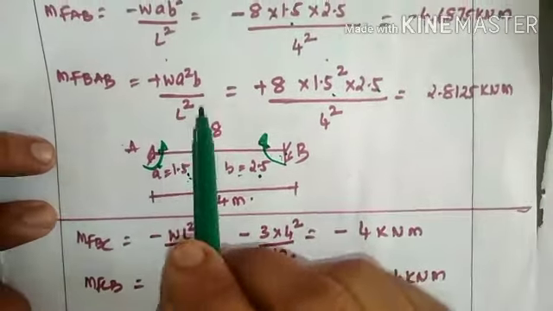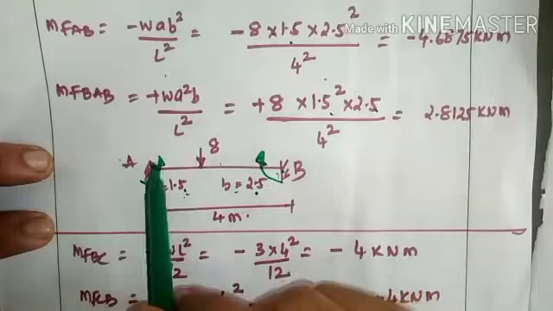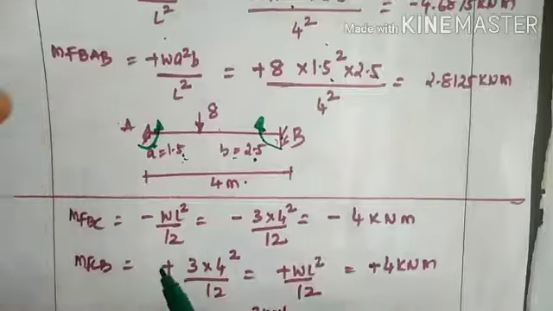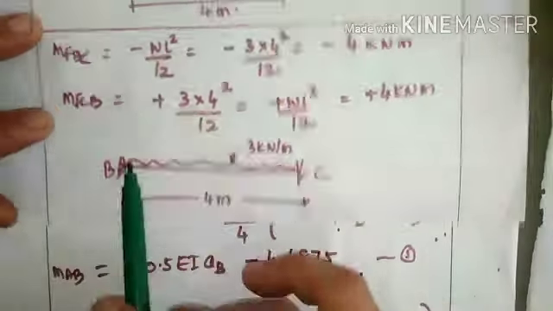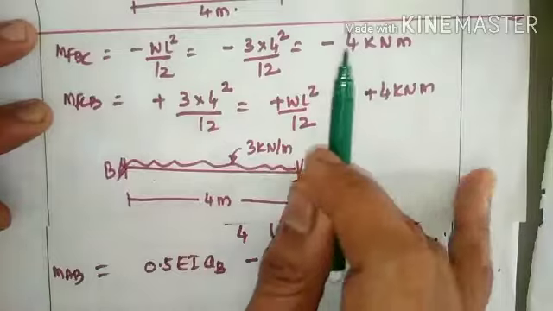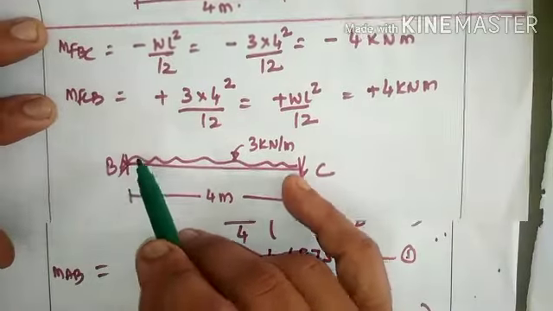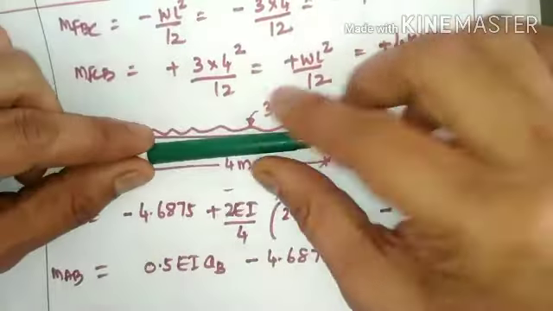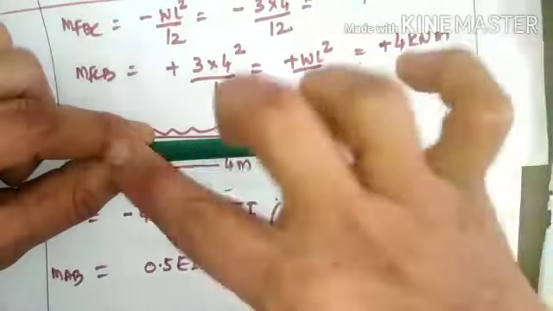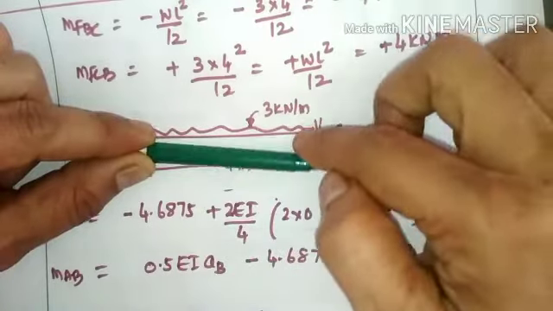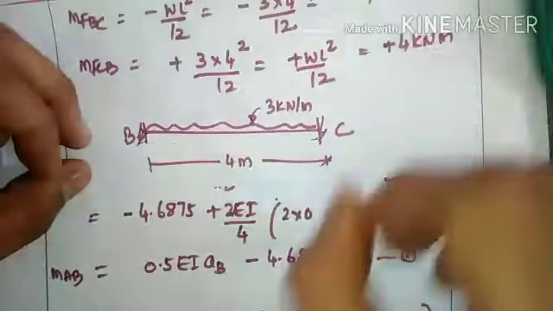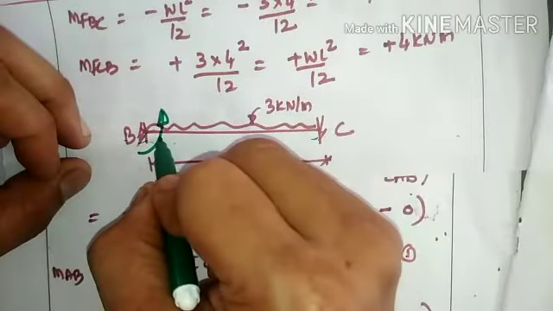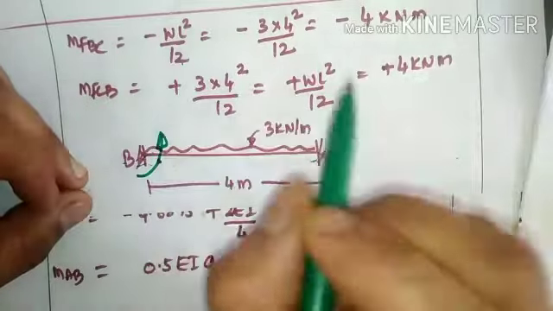Again, I recall why it should be negative: since it is anti-clockwise, it is negative, and since this is clockwise, this is positive. The same condition prevails even for the second case, which is B to C. When I consider from B to C, here B is fixed, C is fixed. Again, UDL is on the top fiber. If we hold B and release C, it will rotate in clockwise direction, and B will offer rotation in the anti-clockwise direction. Anti-clockwise is negative, so it is minus W L square divided by 12.